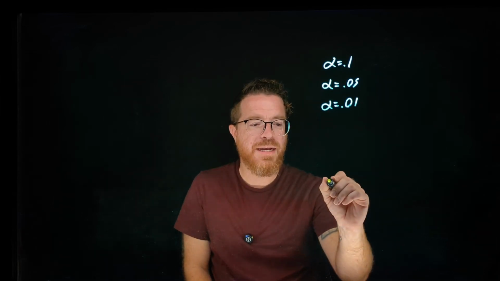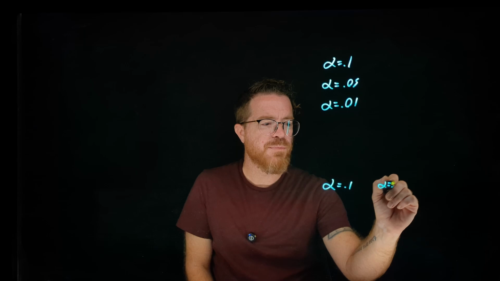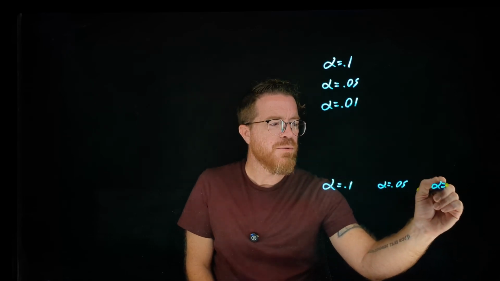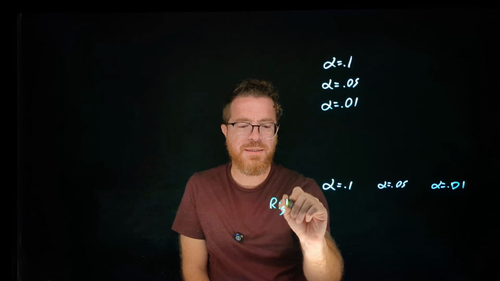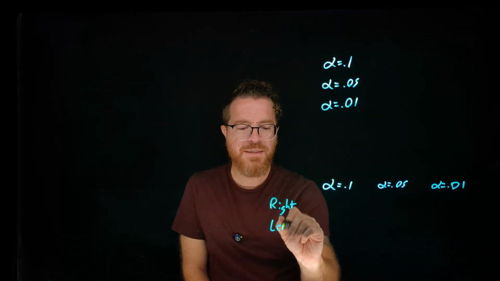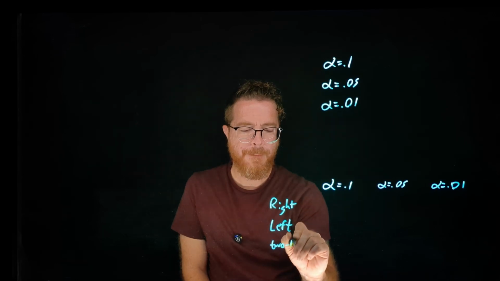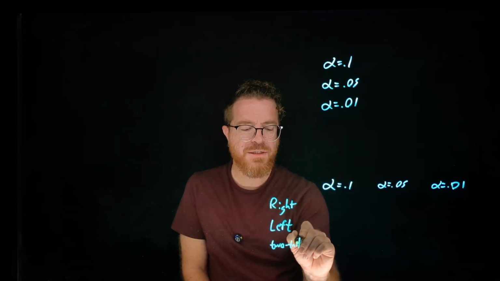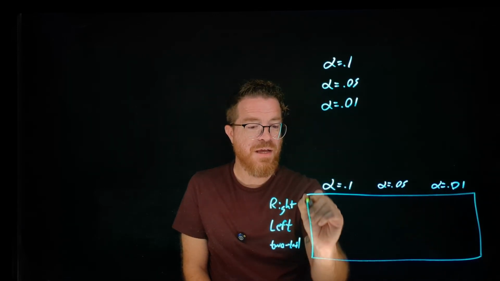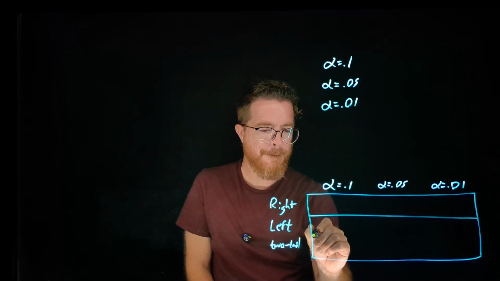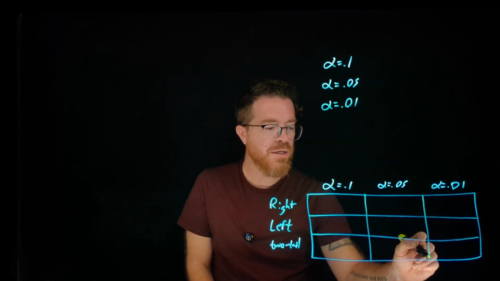So in this case, we might have alpha equals 0.1, alpha equals 0.05, alpha equals 0.01. And then what type of test is it? Is it a right-tail test? Is it a left-tail test? Or is it a two-tail test? Each of these is going to have a different critical value or critical values of z. So let's quickly figure out what each of these are using our z table.